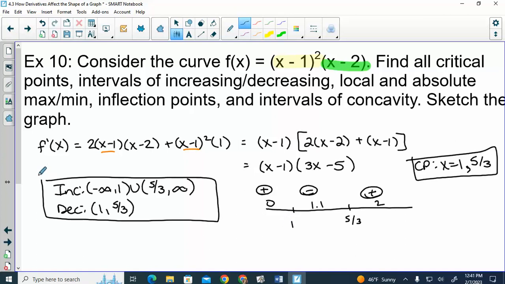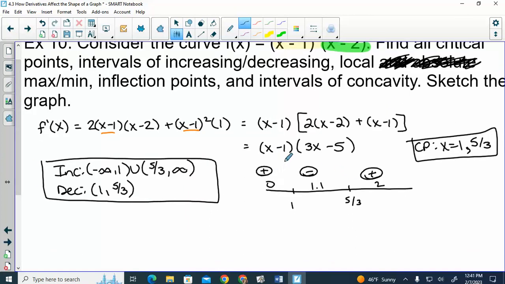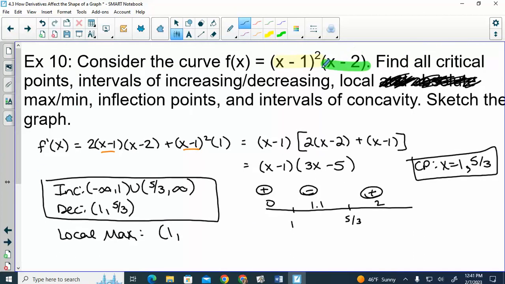All right. In my directions, I said local and absolute. We can't really do absolute max and min because I didn't give you endpoints. So we just need the local max and min. So if I switch from increasing to decreasing, what happens at 1? Local max. Ordered pair, if I put in 1, and you're putting that into the original to get your y value, we get out 0. Then at 5/3 we were decreasing and switched to increasing, so that's a min.